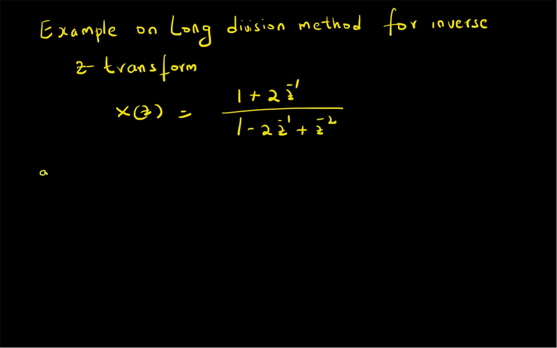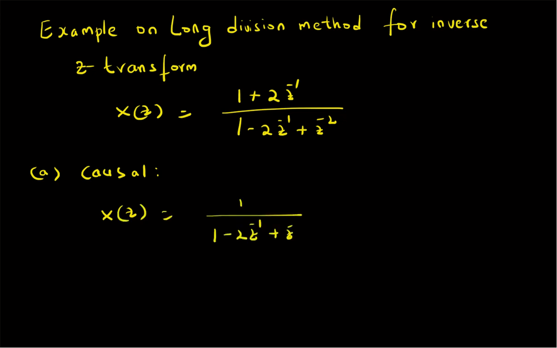So in the case of a causal signal, that is when we assume that the inverse Z transform is causal, we have to find it in the following way. We first write X of z as two fractions. The first one is 1 by (1 minus 2 Z inverse plus Z power minus 2), and the second part is 2 Z inverse upon (1 minus 2 Z inverse plus Z power minus 2). So we have to find the inverse Z transform of these two fractions separately.